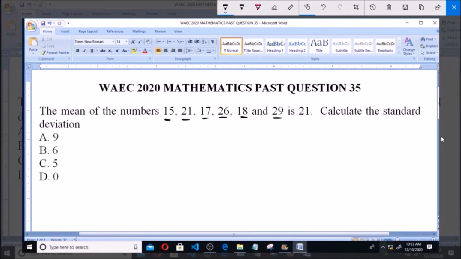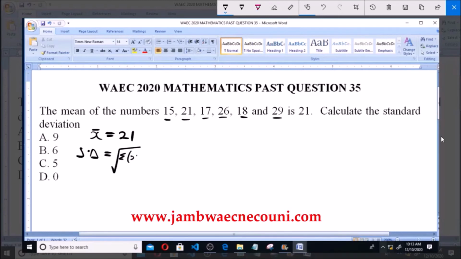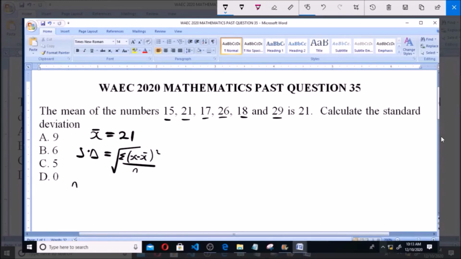Now we're asked to find the standard deviation. Alright, now we're given that the mean is equal to 21. Now standard deviation, SD, is represented as the square root of summation x minus the mean, squared, all over n. Now n represents the total number of data given, that is 1, 2, 3, 4, 5 and 6. So n is equal to 6.